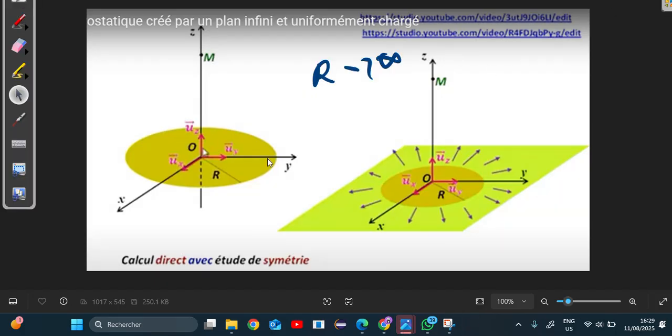So what I'm trying to say is, I can give you a question to calculate the one for a disk, then tell you to deduce the one for plan fini. Okay, that's another way you can find it for the plan fini. But at the moment, we're going to assume we haven't calculated for the disk. We're just going to calculate for the plan fini.